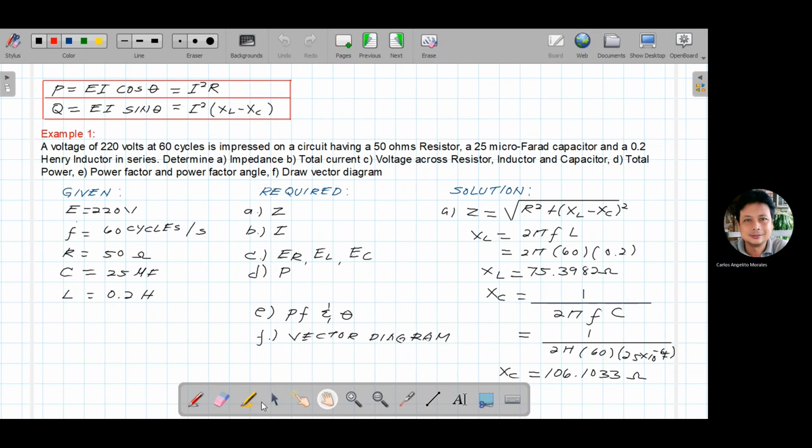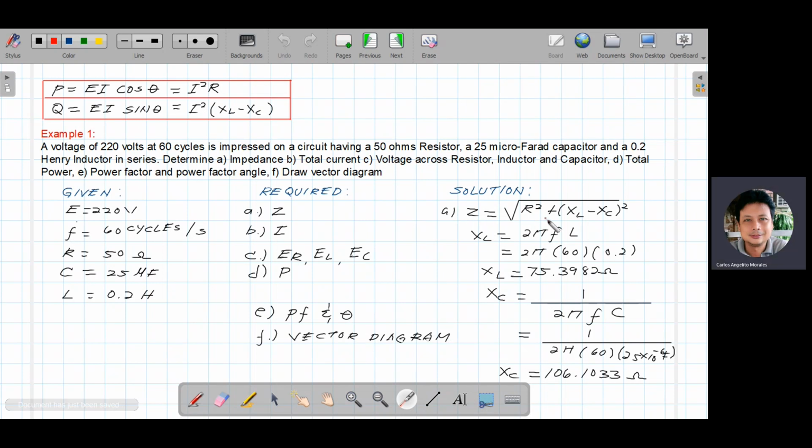So example 1, a voltage of 220 volts at 60 cycles is impressed on a circuit having a 50 ohm resistor, a 25 microfarad capacitor, and a 0.2 Henry inductor in series. Determine the impedance, total current, voltage across resistor, inductor, and capacitor, total power, power factor, and power factor angle. Draw the vector diagram. So ito yung mga given, 220 volts, 60 cycles per second, 50 ohms, 25 microfarad, 0.2 Henry inductance. Hinahanap yung impedance, current, ER, EL, EC, tsaka power. Yung power factor, tsaka yung phase angle, yung vector diagram.